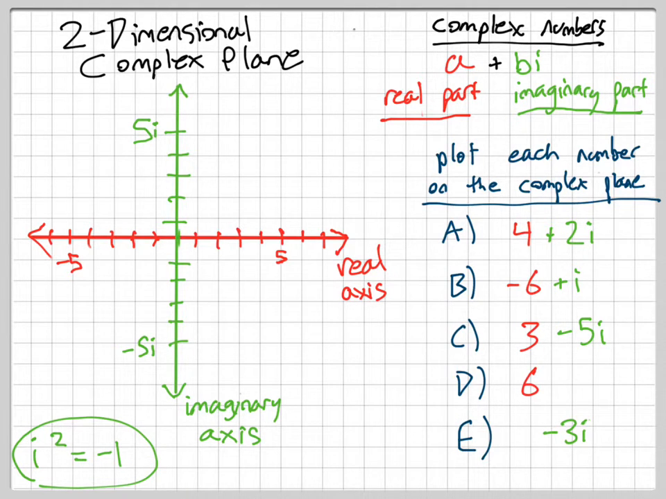And here's how the complex plane works. We have the horizontal axis that represents our real number line, and this vertical axis that represents our imaginary number line.